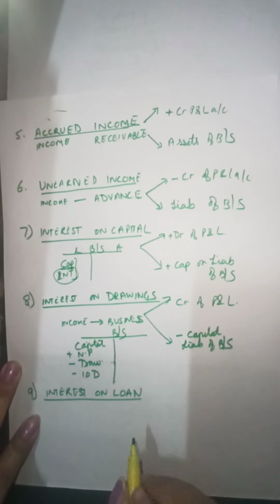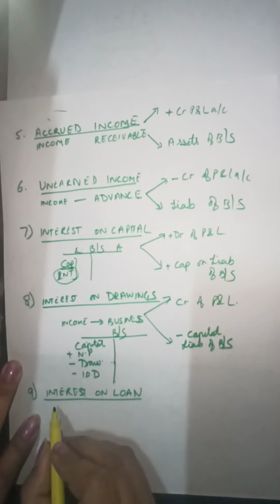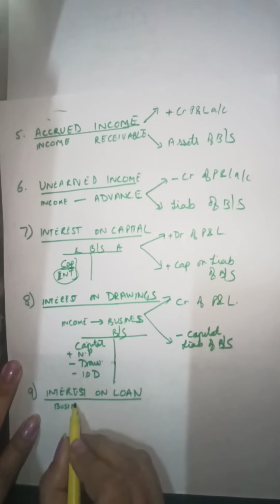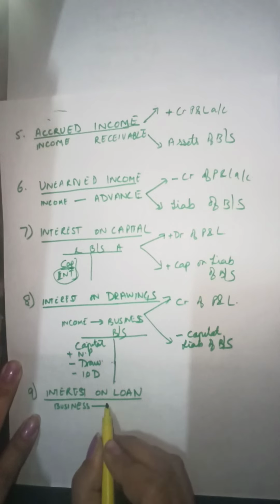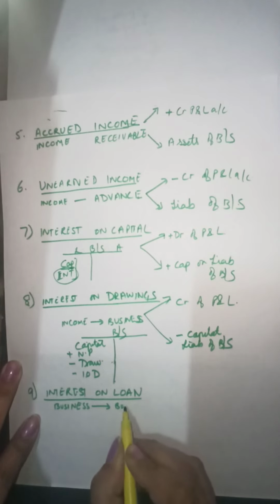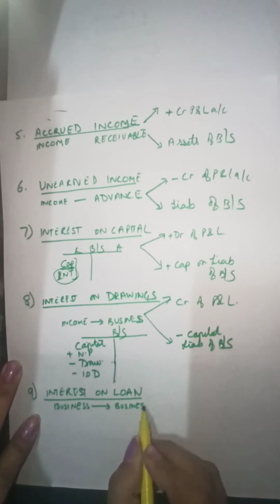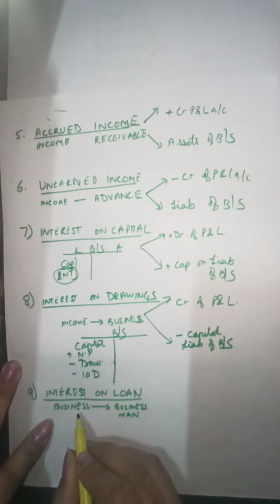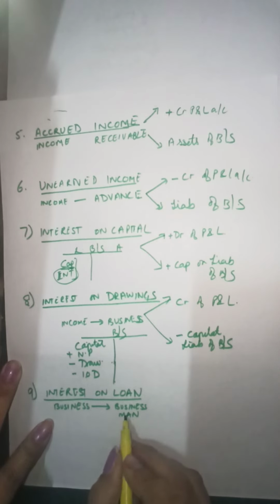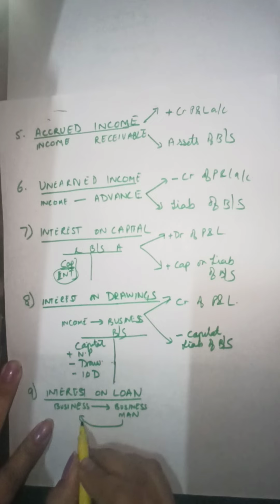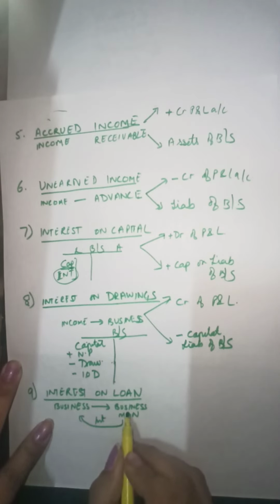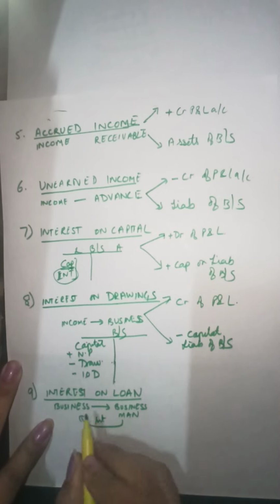Interest on loan. Now, who is paying this loan? The businessman has taken this loan from the business. The business has given this loan to the businessman. So the interest will come back to the business. The businessman has taken the loan, and he will pay the interest.